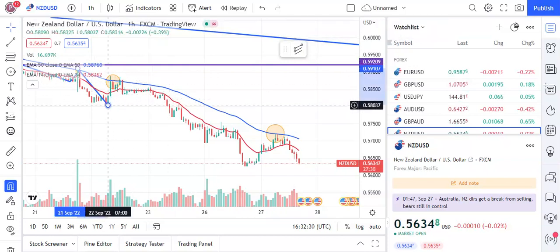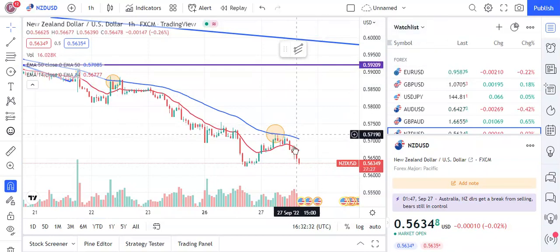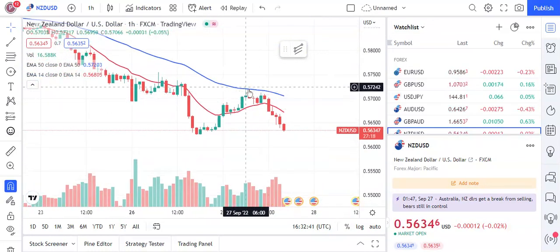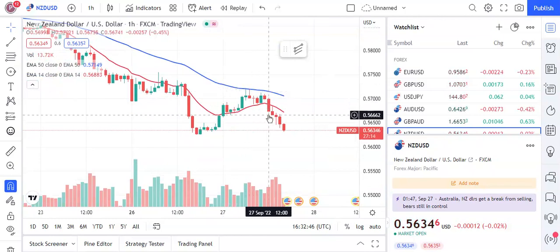This happened some few hours ago here. Let me take this out so that you can see it clearly, and let me enlarge my chart. At this point, look at the pointer. Price came, bounced at the 50 EMA, and it began to drop.